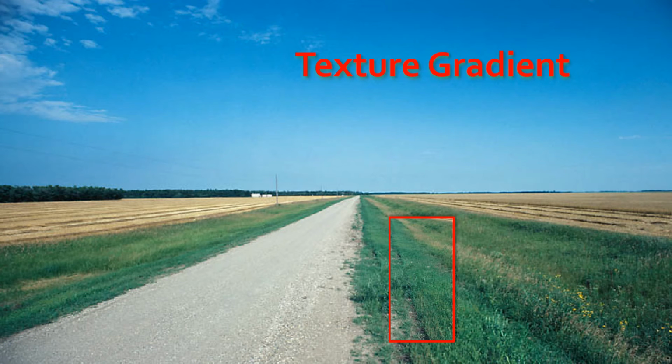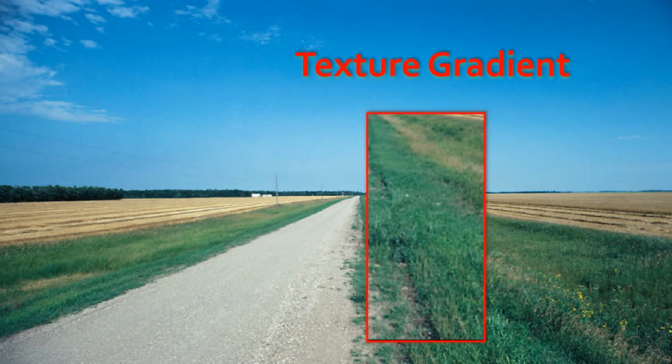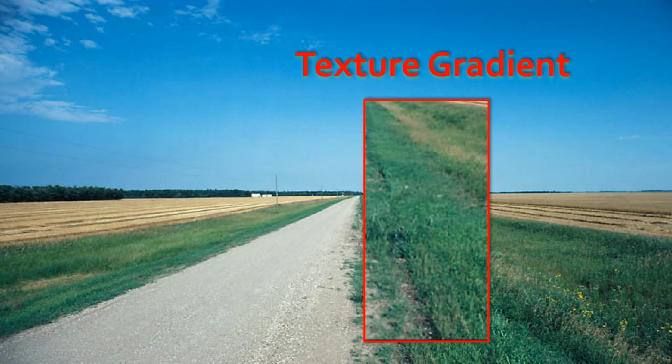The depth becomes more evident when texture gradient is added to the scene. Areas with sharp, detailed texture appear closer, while areas less sharp, with poorer detail, appear more distant.